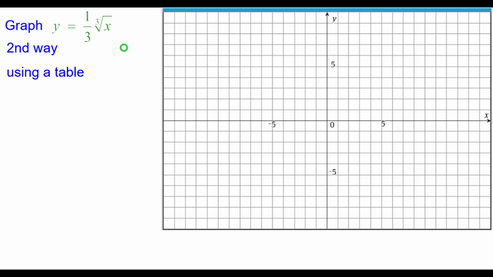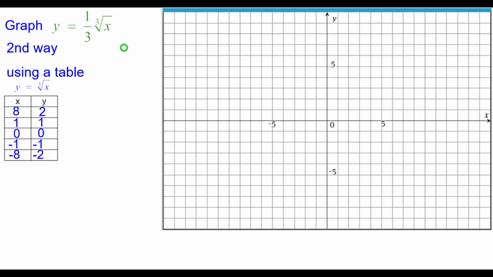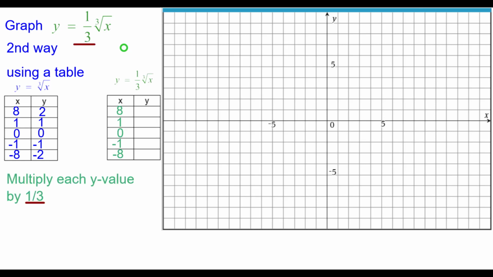Second way, using a table. This is our standard cube root table, those 5 points. Keep the x coordinates the same and multiply each y value by 1/3. So 2 times 1/3 is 2/3, so plot 8, 2/3. 1 times 1/3 is 1/3, 1, 1/3. Go ahead and finish these 3 points and plot them. Press pause to do so and resume when you're ready.